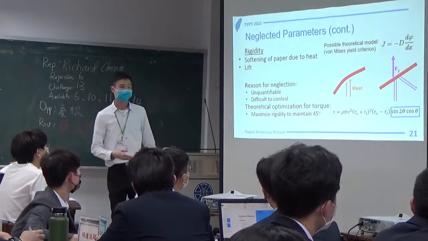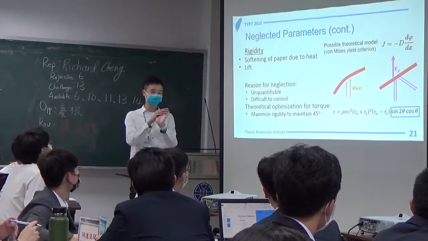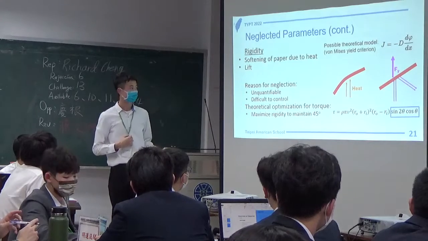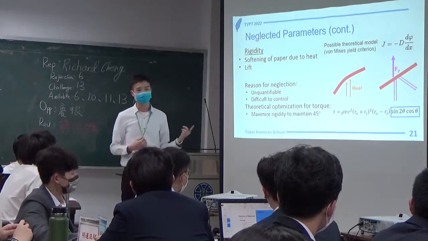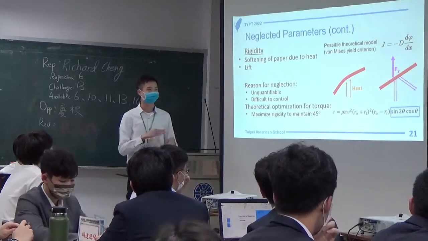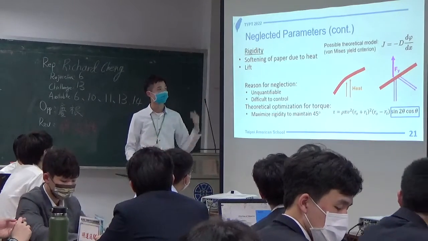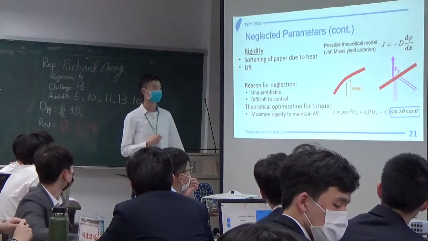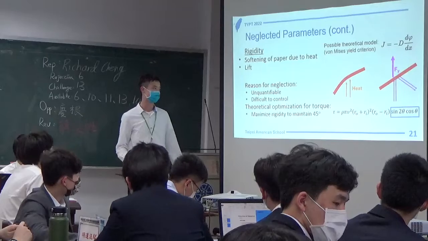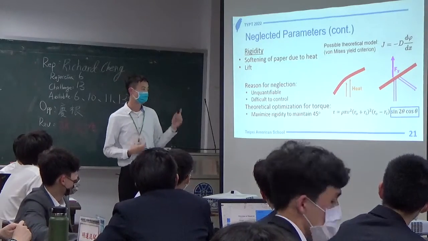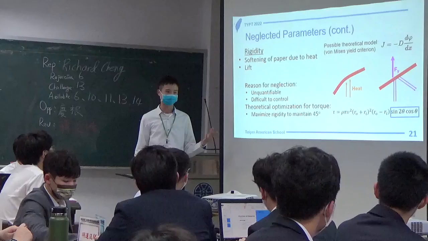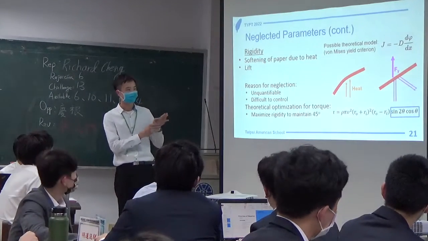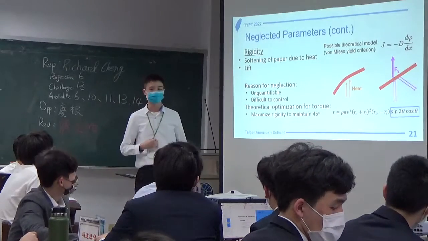For my rigidity, because heat softens the paper, the slant angle would always be increasing as I continue doing my experiment. But this is unquantified and difficult to control because there is no definite formula for this phenomenon. A possible formula would be the von Mises yield criterion, but it was beyond the scope of this problem, so I ignored that parameter. So the theoretical optimization for torque will be to maximize rigidity, because thus I can maintain the 45 degrees in my slant angle. And 45 degrees, as you can see from sine 2 theta, cosine theta, would maximize torque.